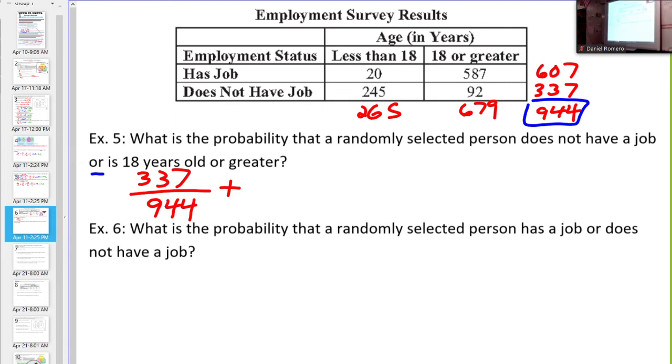How about the second event, Jorge? 18 years old or greater. How many people are 18 years old or greater? 679 plus 944, but then you have to consider, are these mutually exclusive or not? Is there an intersection? If there's no intersection, then you just add. But if there is an intersection, you have to subtract it. Are there people who fit in both categories, who do not have a job and are also 18 years old or greater?